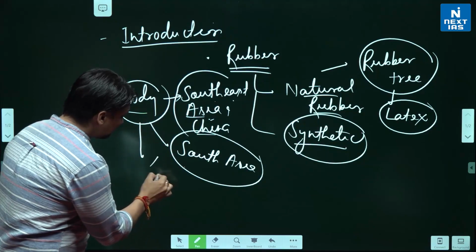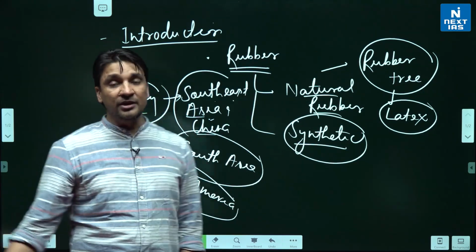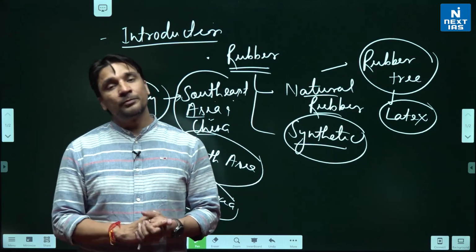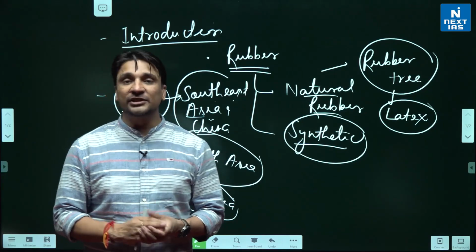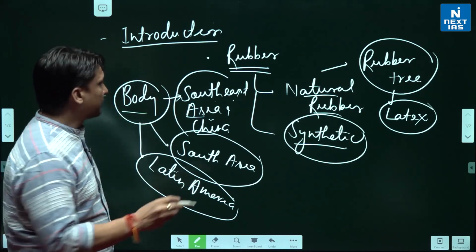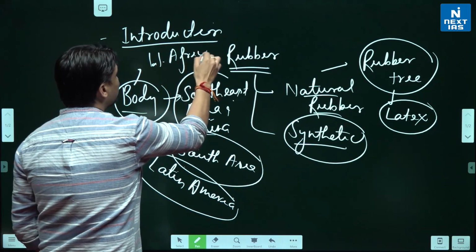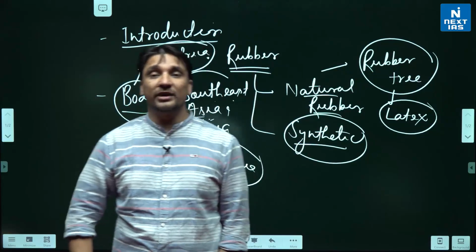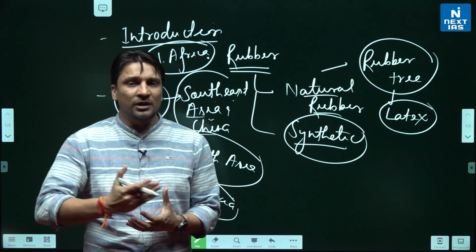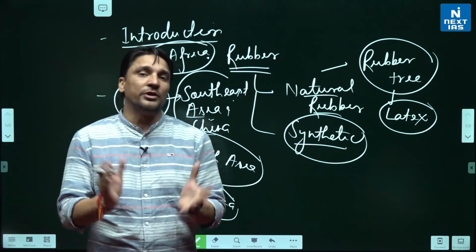The third region is Latin America. The main countries in Latin America are Brazil, Cambodia, Peru, Guatemala and Mexico. These are the main countries, and Colombia is the largest producer of rubber from this region. And the last, fourth main region is Western Africa. In Western Africa, the main natural rubber producing countries are Cameroon and Ivory Coast. But some natural rubber is also produced in Liberia. So these are the main areas where natural rubber is produced.